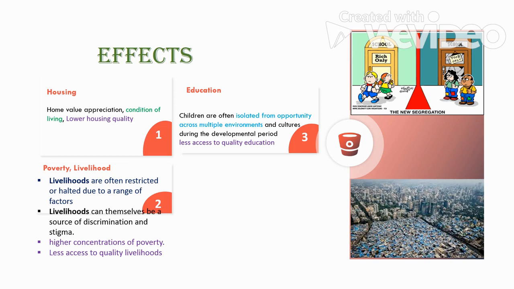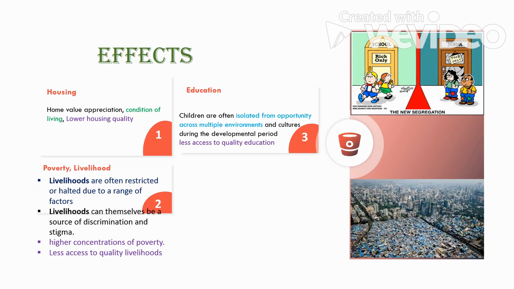Now, education. See the picture over here. Do you think that the kids on the right side of the frame will enjoy the same kinds of facilities that the left side is enjoying? Obviously, no. Children develop best when, as written over here, they have multiple environments and cultures. When you get access to multiple environments and cultures, there is wholesome development. But because of segregation, children are isolated from this opportunity, and this leads to lopsided development.